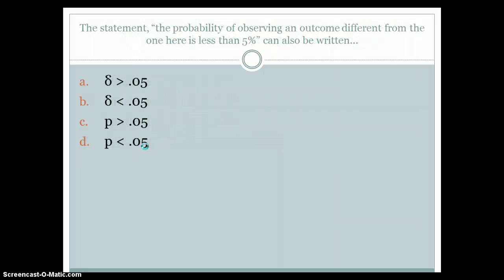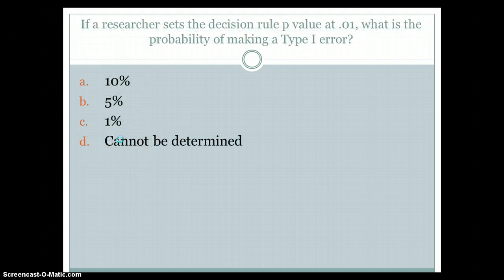The statement, the probability of observing an outcome different from the one here is less than 5%, can also be written that p is less than 0.05. And then finally, if a researcher sets the decision rule p-value at 0.01, what is the probability of making a type 1 error? Well, it's 1%, because it's 1 out of 100. We will come back and continue with significance testing in just a minute.